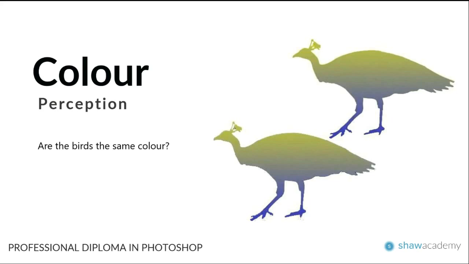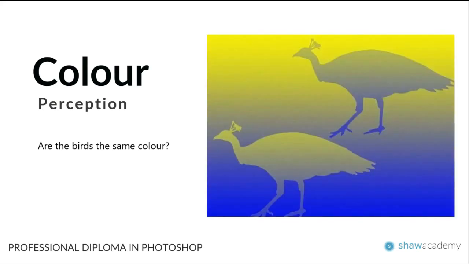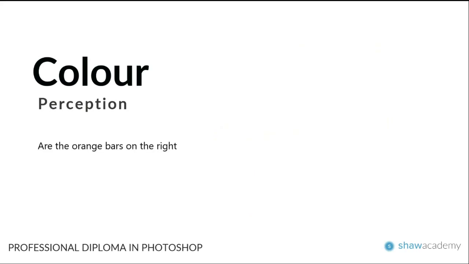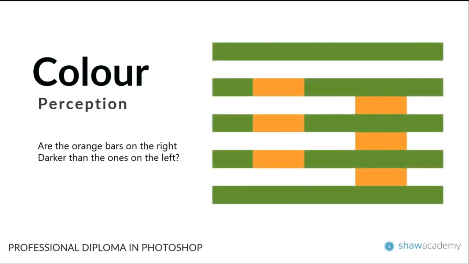So just taking one step back here, we can see that the gradient around the birds, this blue to yellow, is really influencing how we perceive the color of the birds. So the external colors here are really affecting how we visualize the birds. And similarly with this final one, are the orange bars on the right darker than the ones on the left? Certainly to my eyes, these orange ones appear darker, a little bit grayer, than the ones here on the left hand side.